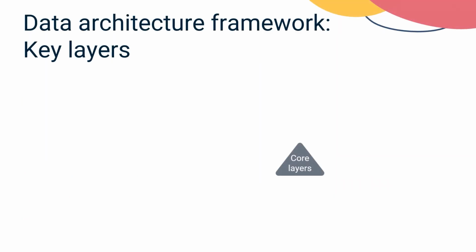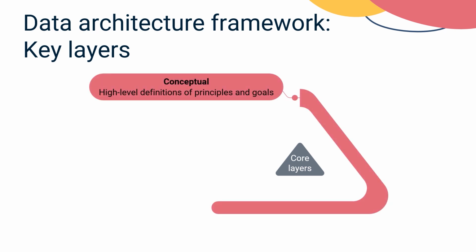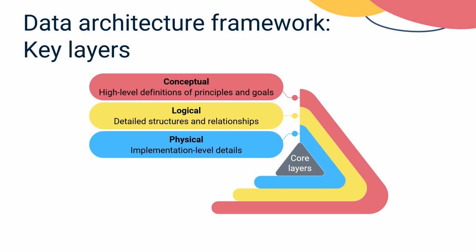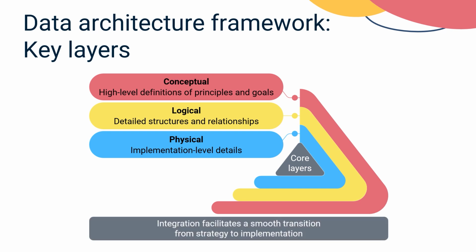At its core, a data architecture framework consists of three key layers. The conceptual layer defines high-level data principles, goals, and organizational needs. The logical layer outlines the detailed structures and relationships within the data, independent of specific technologies. Finally, the physical layer focuses on the implementation-level details, such as storage, processing, and access mechanisms. By integrating these layers, a data architecture framework facilitates a smooth transition from strategy to implementation, ensuring a comprehensive approach to efficient and effective data management.